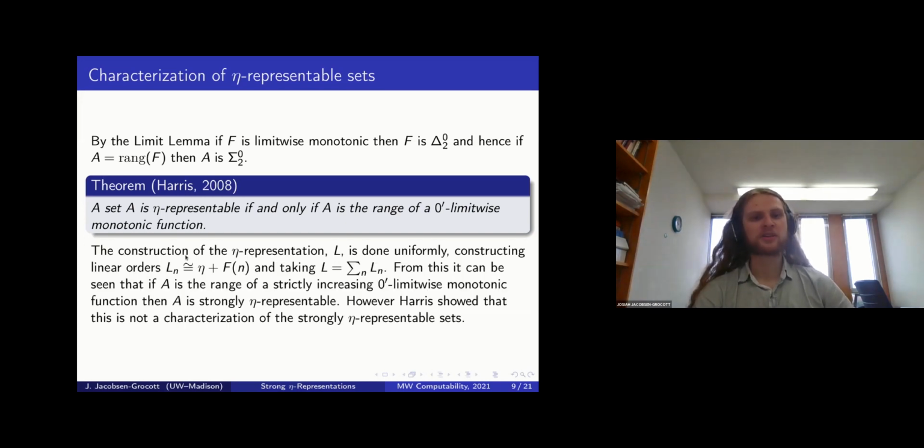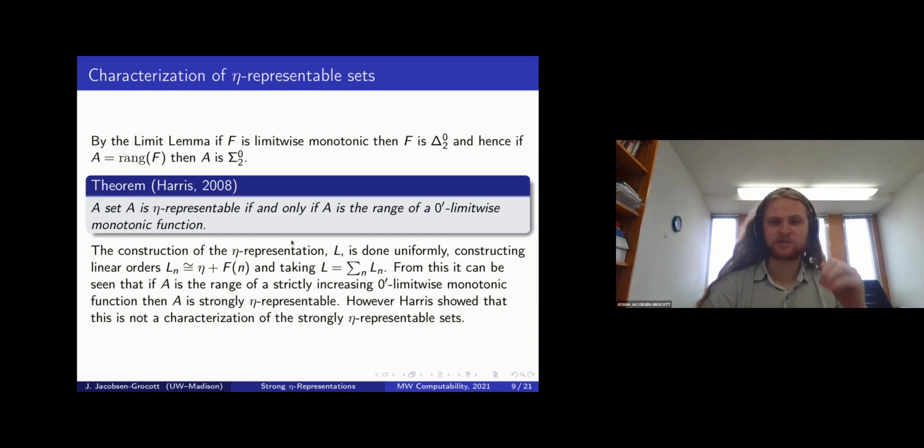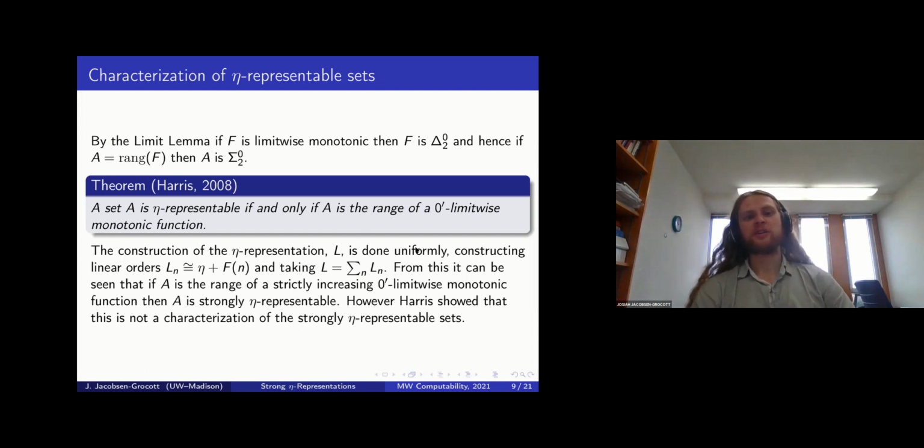So if we look at the proof of this, in the direction of constructing the Ada representation, this is done uniformly. Harris constructs these linear orders L_n, which have the form Ada plus f(n), and then he takes the sum over n of these L_n's. And so from this, it can be seen that if A is the range of a strictly increasing 0' limitwise monotonic function, then A is strongly Ada representable.